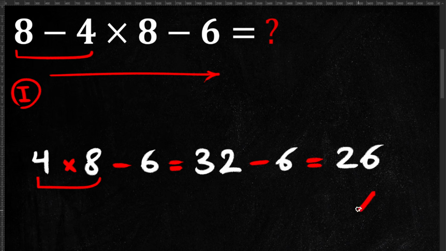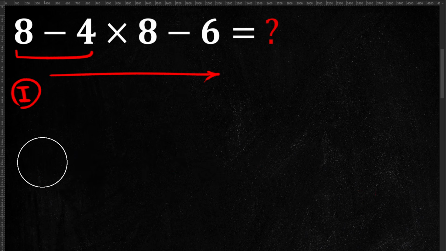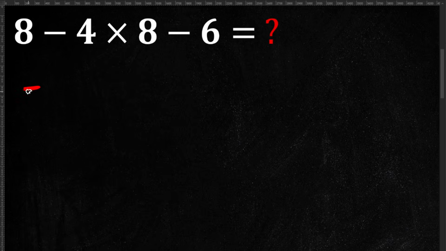Unfortunately, that answer is wrong. The mistake is that multiplication should be performed before subtraction. Solving strictly from left to right breaks the order of operations. Now let's look at another common mistake.